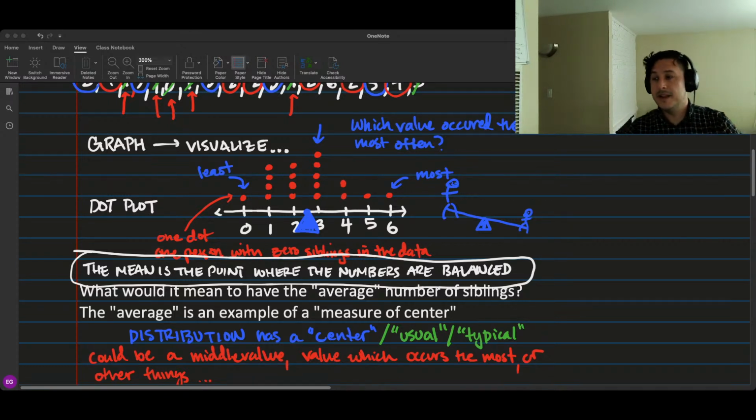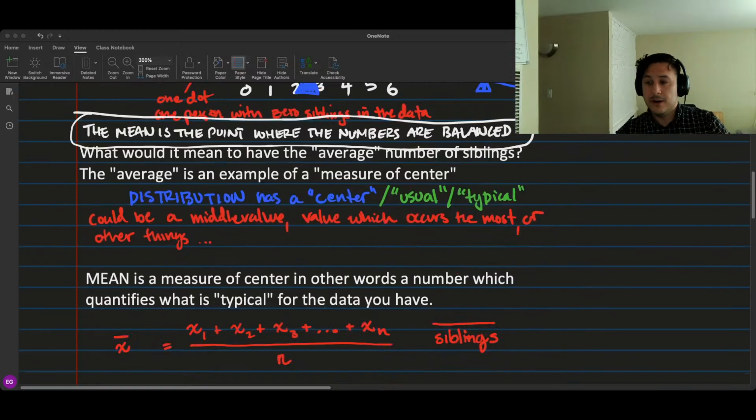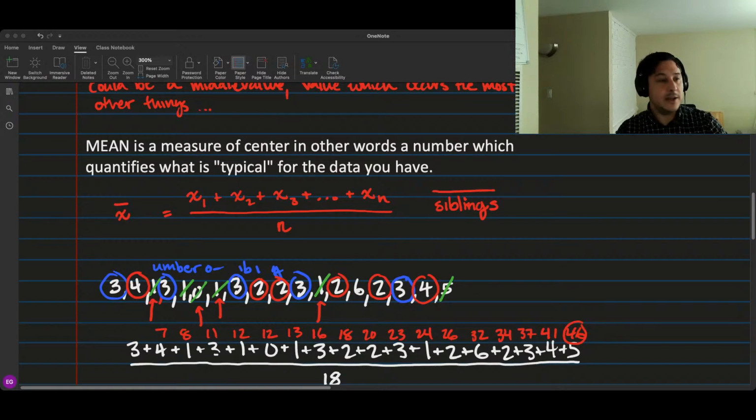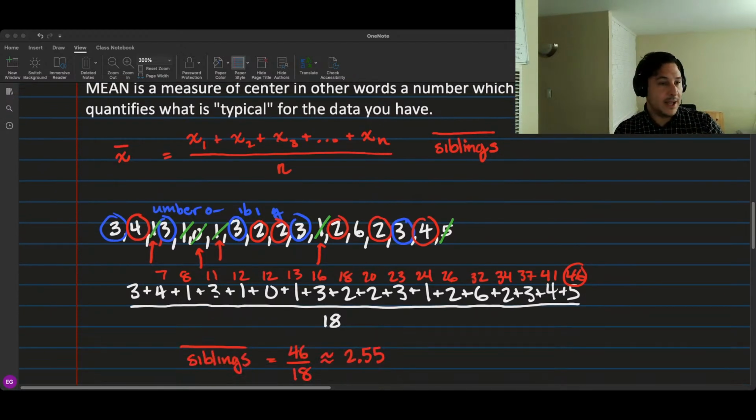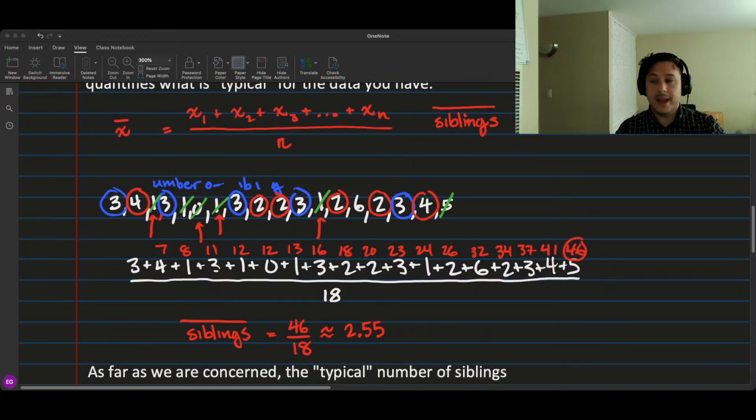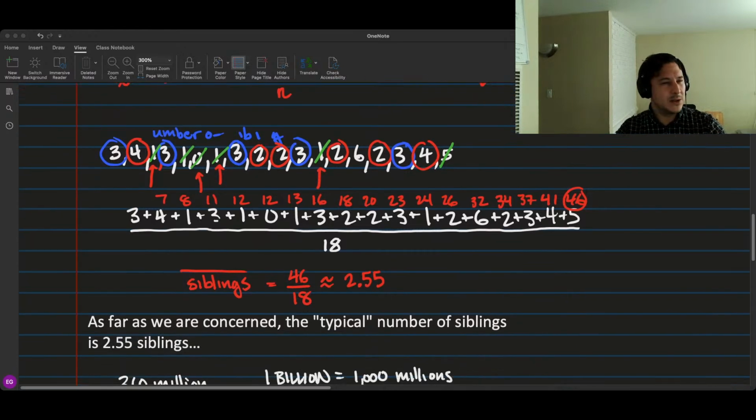Okay, so we talked about the mean. And hopefully you guys all remember, how do you calculate the mean? You add up all the different numbers and divide by the number of numbers. So you could see here's the calculation where that happened. And we found out for the people in this class, the typical number of siblings or the center of the distribution was 2.55.